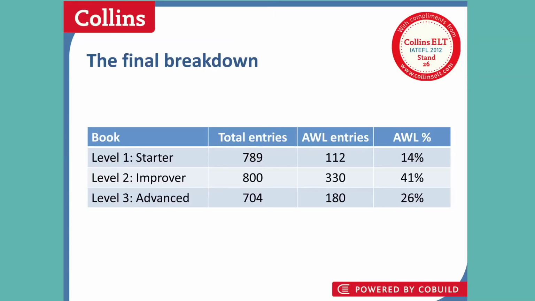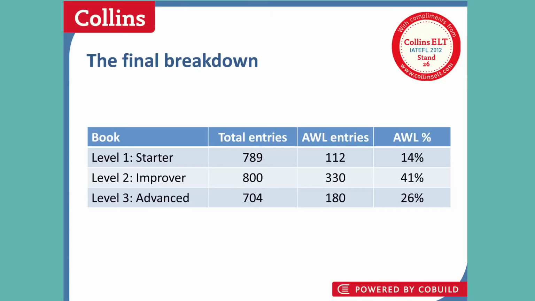My conclusion after going through my phase of critical thinking came out something like this. At the starter level, we had 789 entries altogether, and of those, 112 were AWL words. So that's only 14% of the level 1 book that is academic word list. Because, as I said before, often students who are coming into IELTS, there's a lot of that basic vocabulary they still need to get right. And they're just starting to move into the genre, into the proper solid academic vocabulary.